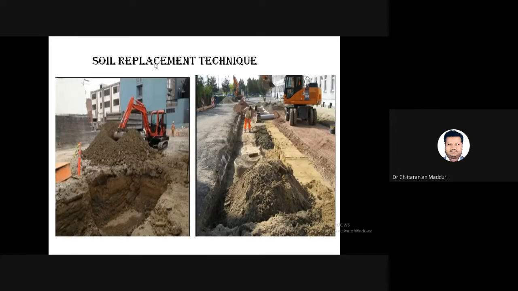The second thing is the soil replacement technique. The soil which is swelling in nature is excavated, then it is disposed away from the site. Then in place of the excavated soil, soil which is non-swelling in nature is placed and compacted. So here the soil which is highly swelling in nature is replaced by soil which is non-swelling in nature.